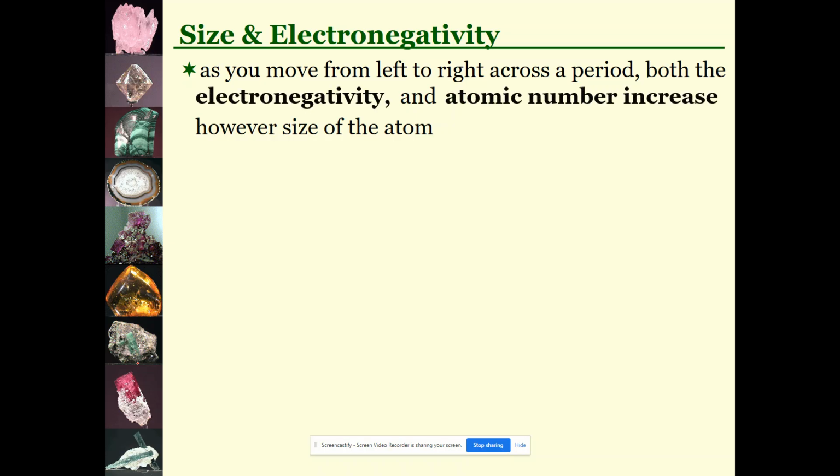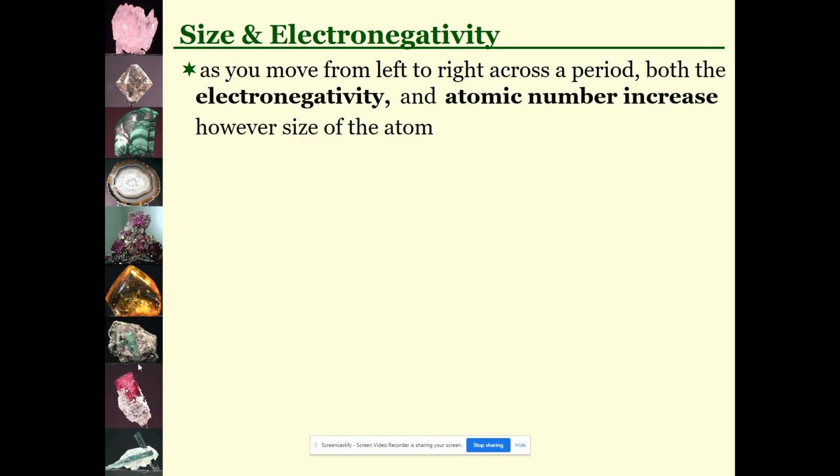We're going to talk about this trend and why this happens. As you're moving from left to right across the period, the electronegativity is increasing. The atomic number is also increasing, right? When I go from, let's say, boron to carbon, I'm going from atomic number 5 to atomic number 6, and then to nitrogen, atomic number 7, and so on.